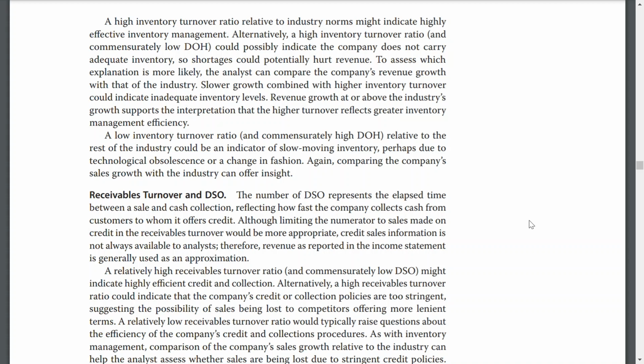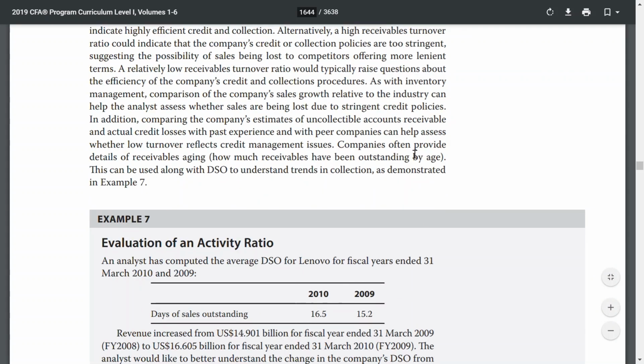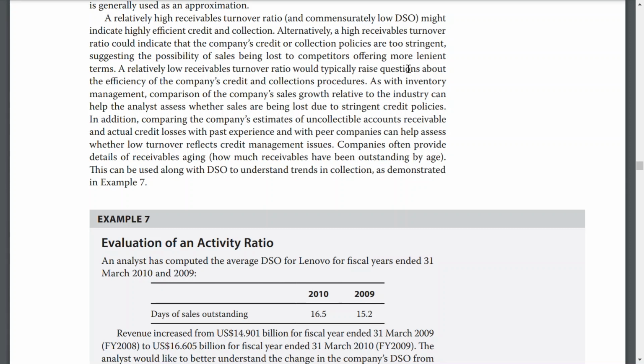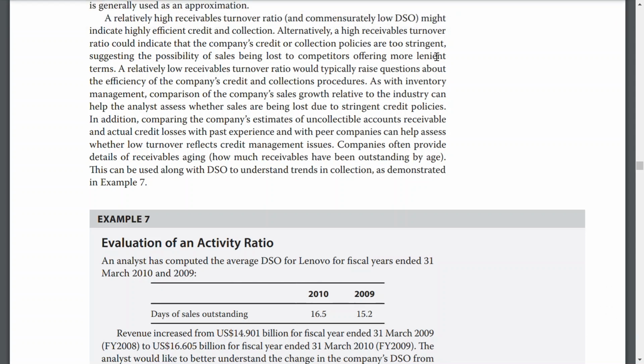A relatively high receivables turnover ratio might indicate highly efficient credit and collection. Alternatively, a high receivables turnover ratio can indicate the company's credit or collection policies are too stringent, suggesting the possibility of sales being lost to competitors offering more lenient terms. A relatively low receivables turnover ratio would typically raise questions about the efficiency of a company's credit and collection procedures. As with inventory management, comparisons of the company's sales growth relative to the industry can help analysts assess whether sales are being lost due to stringent credit policies.